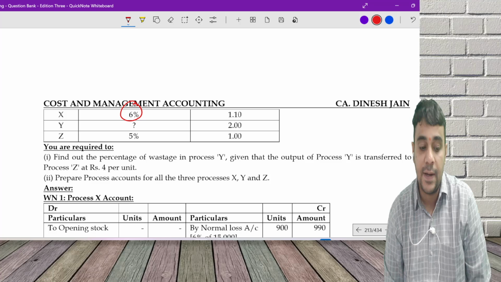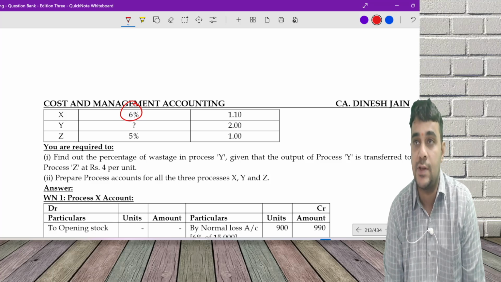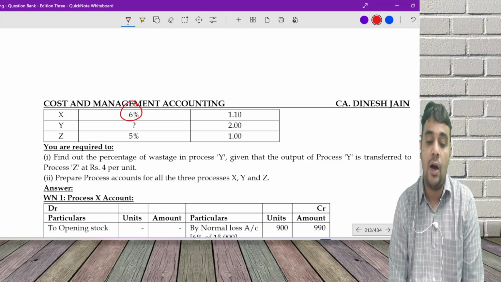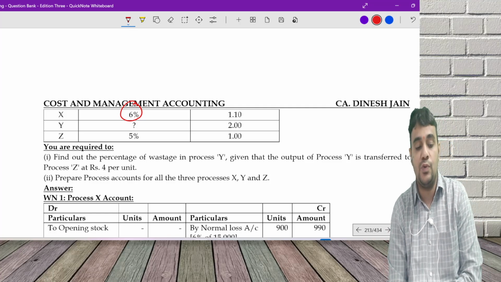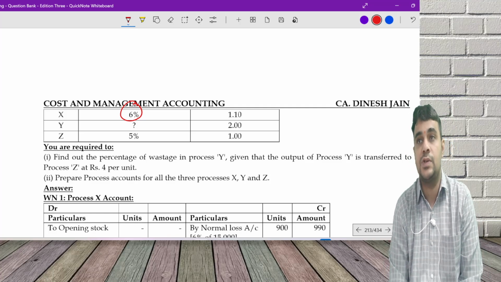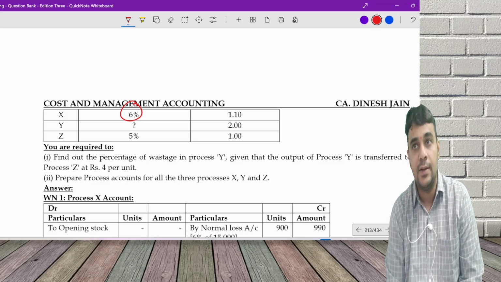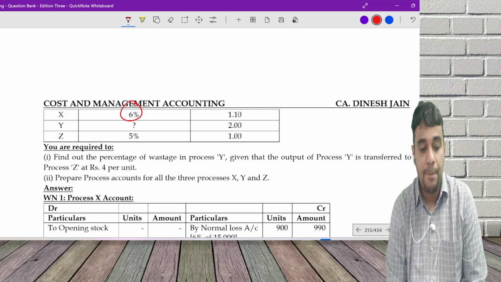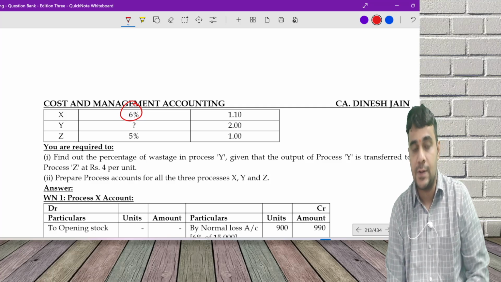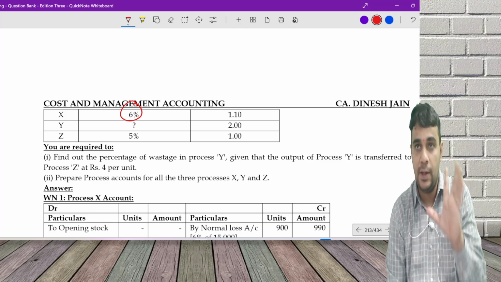Find out the percentage of wastage in process Y, given that output of Y is transferred to Z at 4 per unit. Prepare process account for all the three processes. First, we will do the process input output statement.